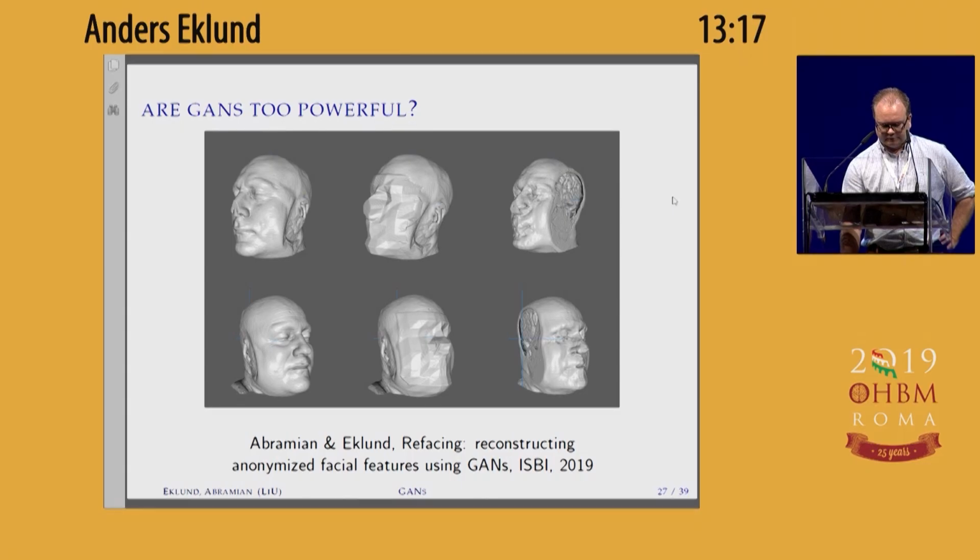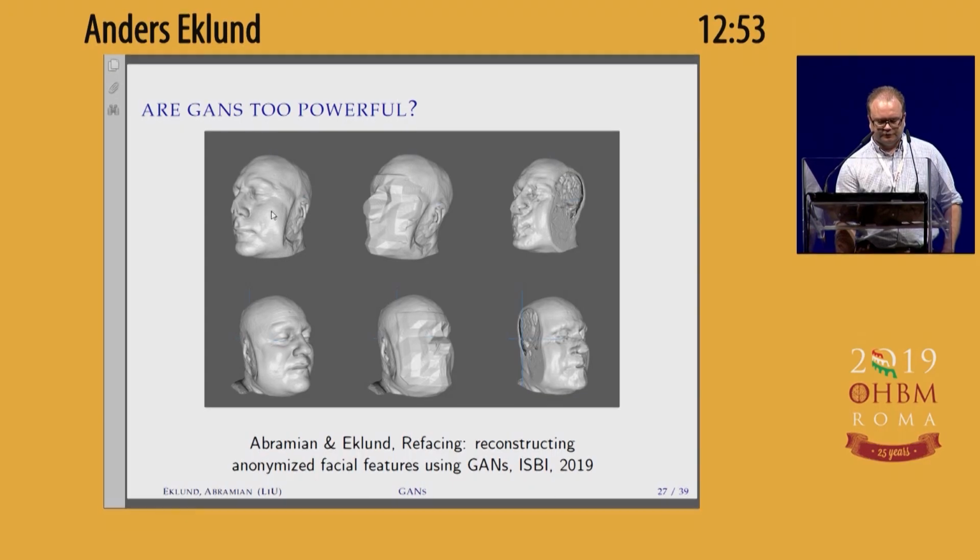In another application, we wanted to see if we can revert face blurring. So normally you blur the face of every subject before you publish your data. So we wanted to know, is this face blurring enough for anonymization?